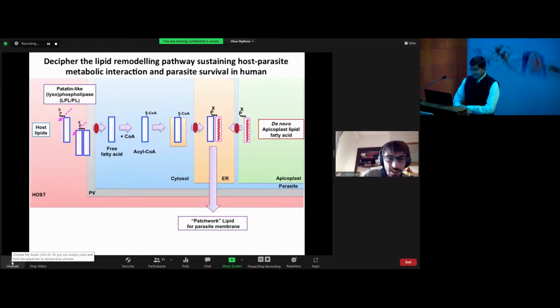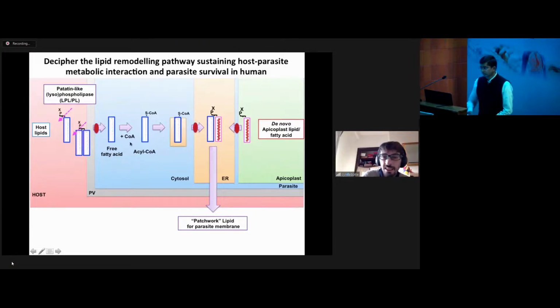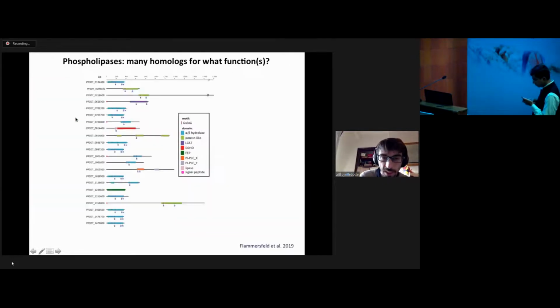So lysophospholipases are capable of cutting fatty acids from existing lipids, either made inside and being reshuffled, or taken from the outside, because this is what we see is probably happening. These fatty acids need to be activated and transported, and there's a whole lot of transporters and activators that were also interesting. But I'll give a word on phospholipases.